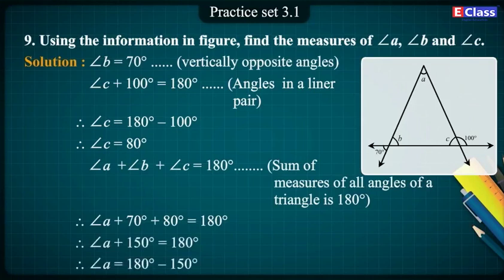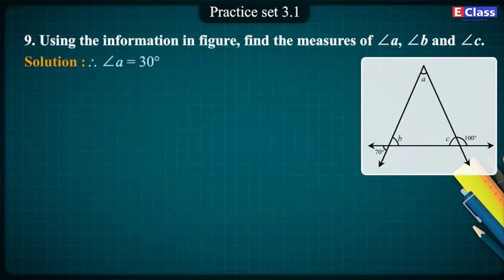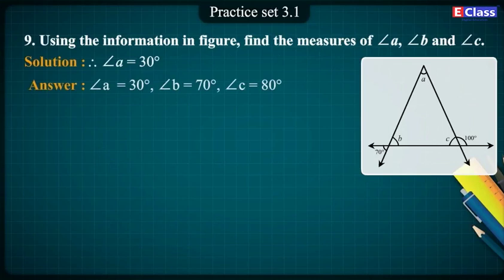Therefore, angle A is equal to 180 degrees minus 150 degrees. Therefore, angle A is equal to 30 degrees. Answer: angle A is equal to 30 degrees. Angle B is equal to 70 degrees. Angle C is equal to 80 degrees.